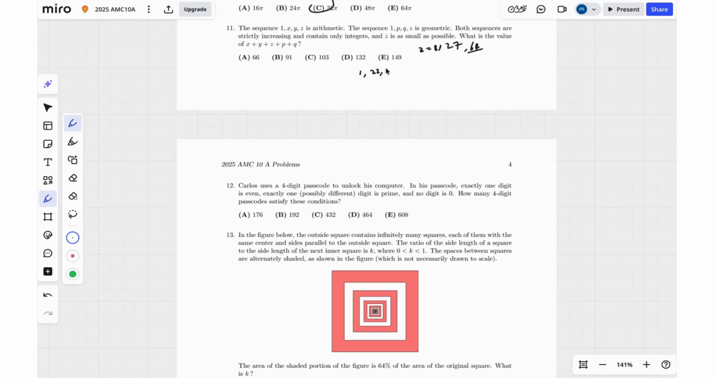1, 22, 43, 64. And then the other sequence is 1, 4, 16, 64. So now if we add up all the values, we get 149, so the answer is E.